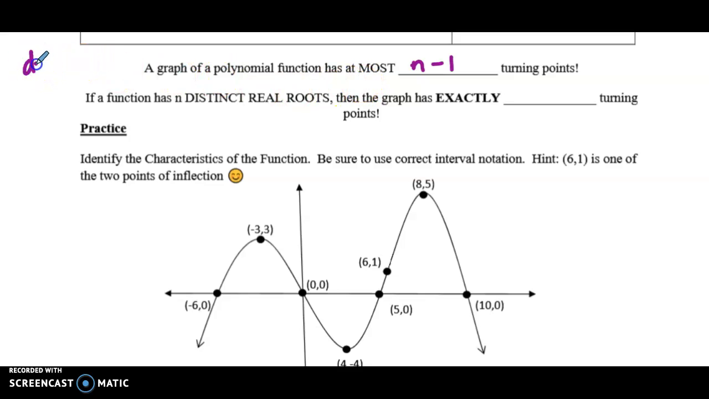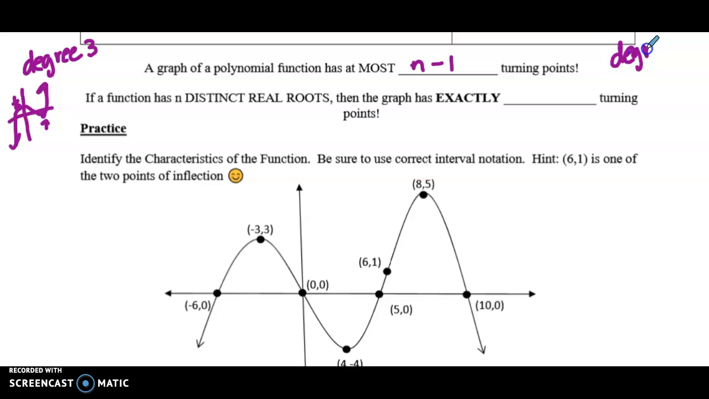So if you have something that is degree 3, then that means there's going to be at most 2 turning points. So if you think about this, degree 3, let's just draw a general graph of what it could look like. There's a turning point right here because it turns and goes down. Here's a turning point right here because it was going down and now it's turning and going up. So it has 2 turning points here and here. It does not have to have 2, it could only have 1, that's okay, but it will have at most n minus 1 turning points, okay?